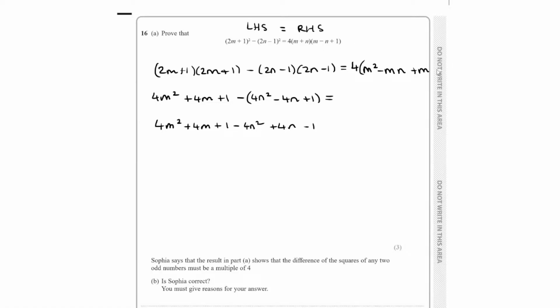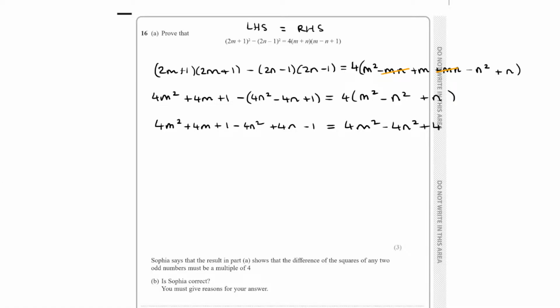N times m is plus, I'll write it in the same order because it's alphabetical. N times minus n is minus n squared. N times 1 is plus n. Now you can see that the mn's cancel, don't they? So that's not there anymore because obviously on the left hand side we didn't have that, so luckily that's not there anymore. And then you end up with 4 brackets m squared minus n squared plus n. And then I could expand that. You see how that would be 4m squared minus 4n squared plus 4.